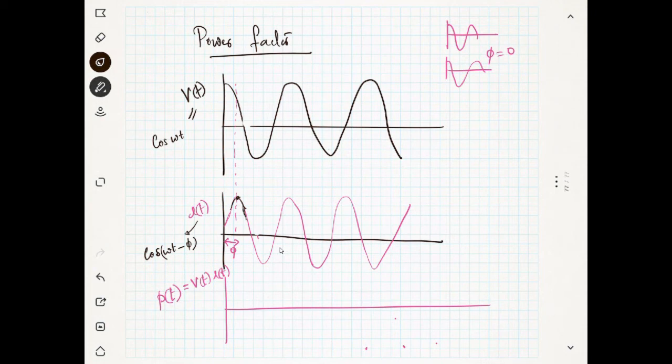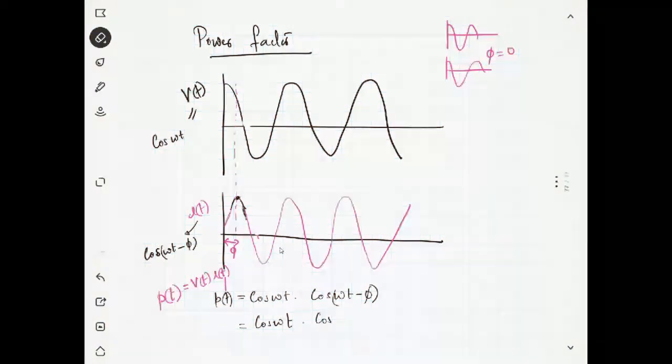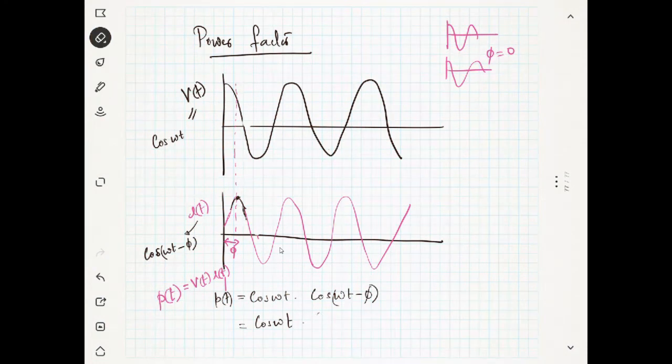So what will be my power? My power will be V of t into I of t. It's nothing but cosine of omega t into cosine of omega t minus phi. Am I correct? This is my P of t. So what will be cosine of omega t into cosine of omega t minus phi? Cosine of a minus b, what is the formula for this?